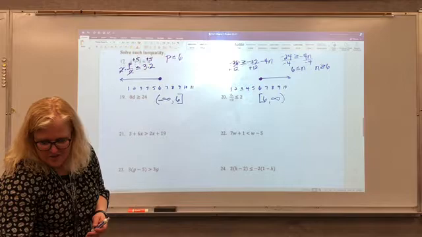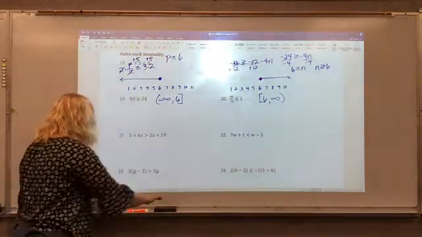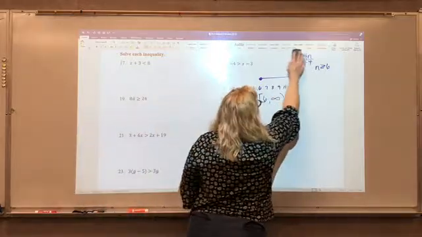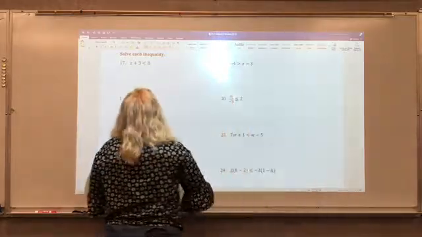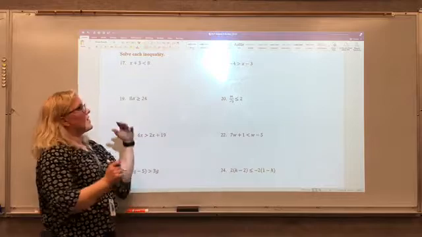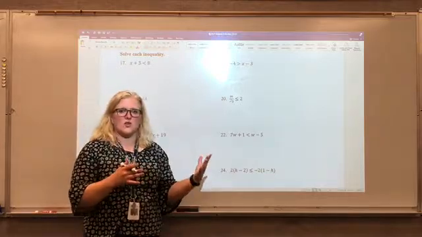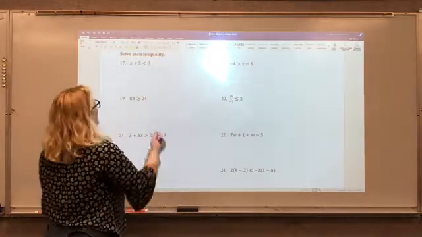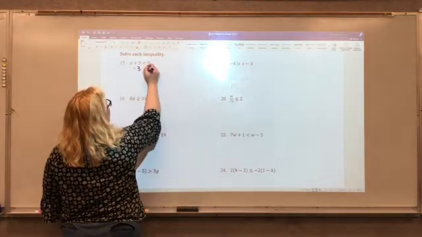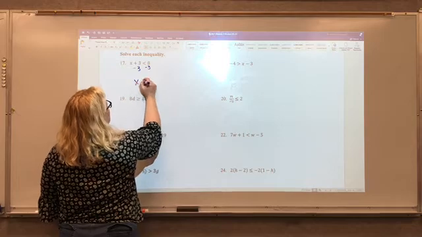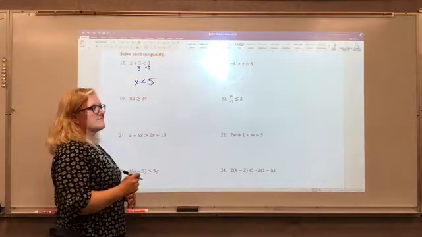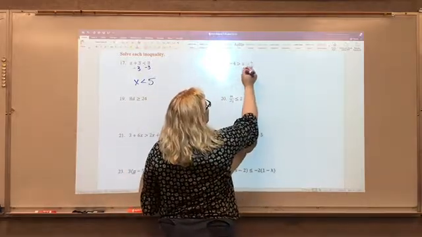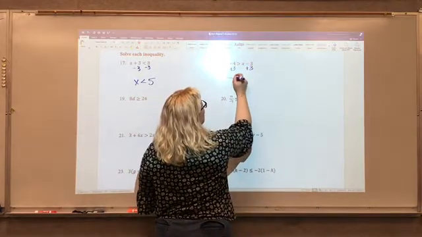Going on to number 17. Okay, again, solve each inequality. This is just exactly what you were just doing, but this time you don't have to graph it or put it in interval notation. So I subtract 3 from both sides, and I have x is less than 5. And that's it.